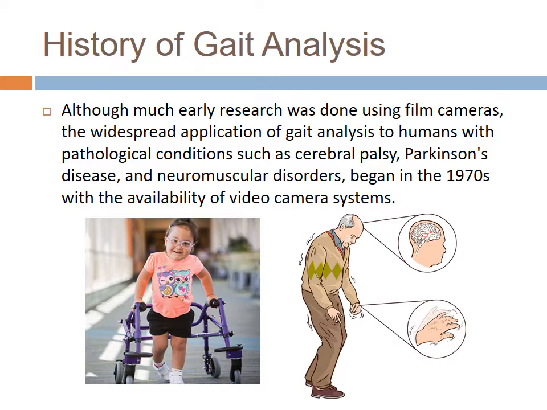Although much early research was done using film cameras, the widespread application of gait analysis to humans with pathological conditions such as cerebral palsy, Parkinson's disease, and neuromuscular disorders began in the 1970s with the availability of video camera systems.